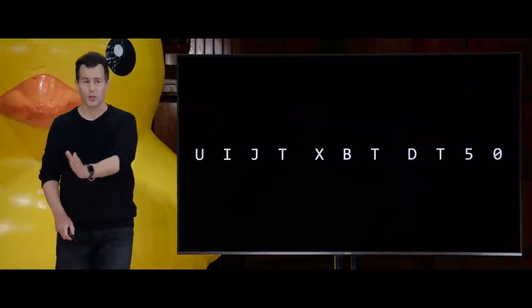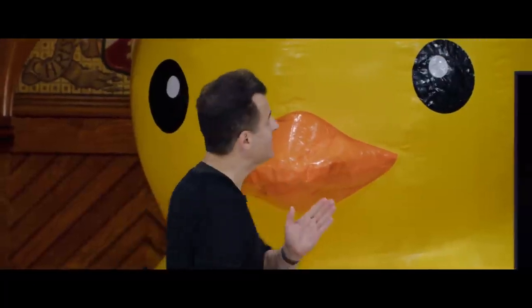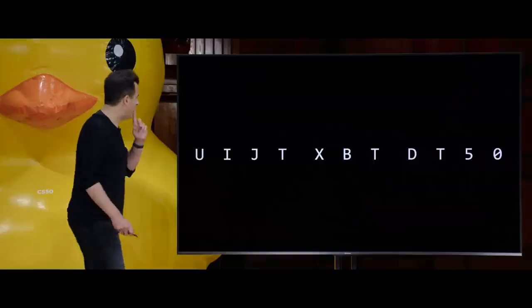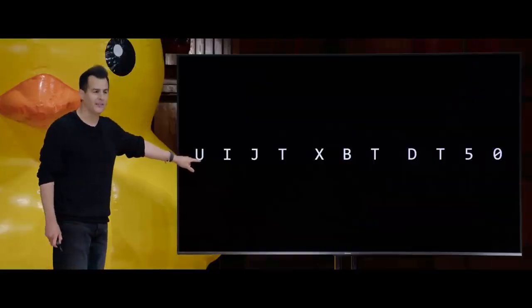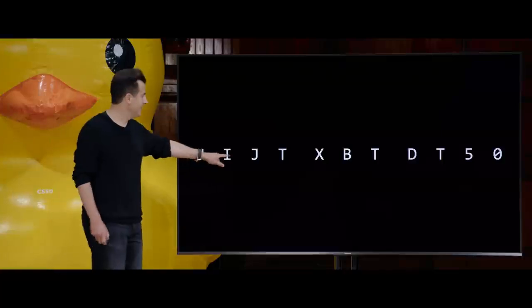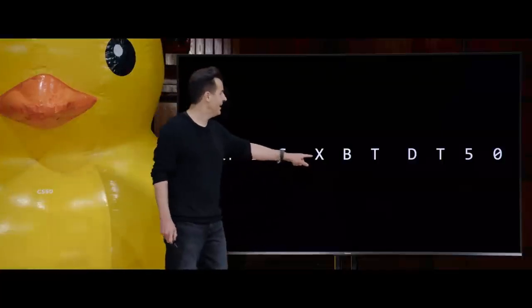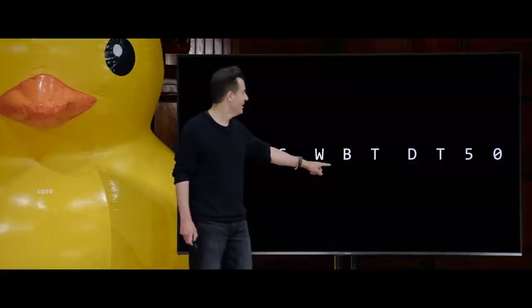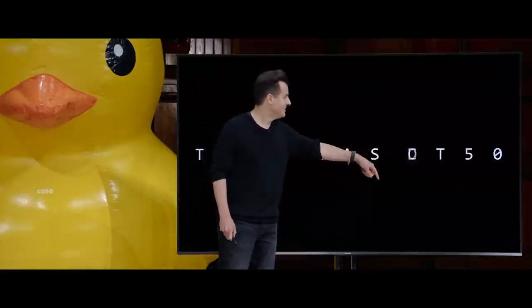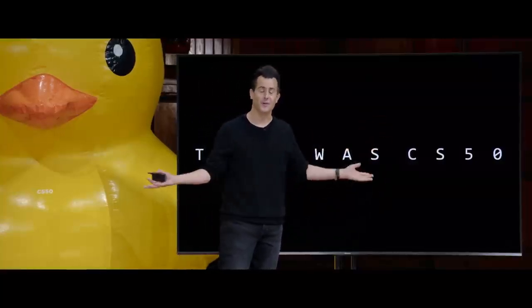So for a final flourish here, and for a taste of what lies ahead for problem set 2, what happens if you subtract 1 from U? What do you get? T, and then H, and then I, and then S, and then W, A, S, T, S. And this was CS50. We'll see you next week.